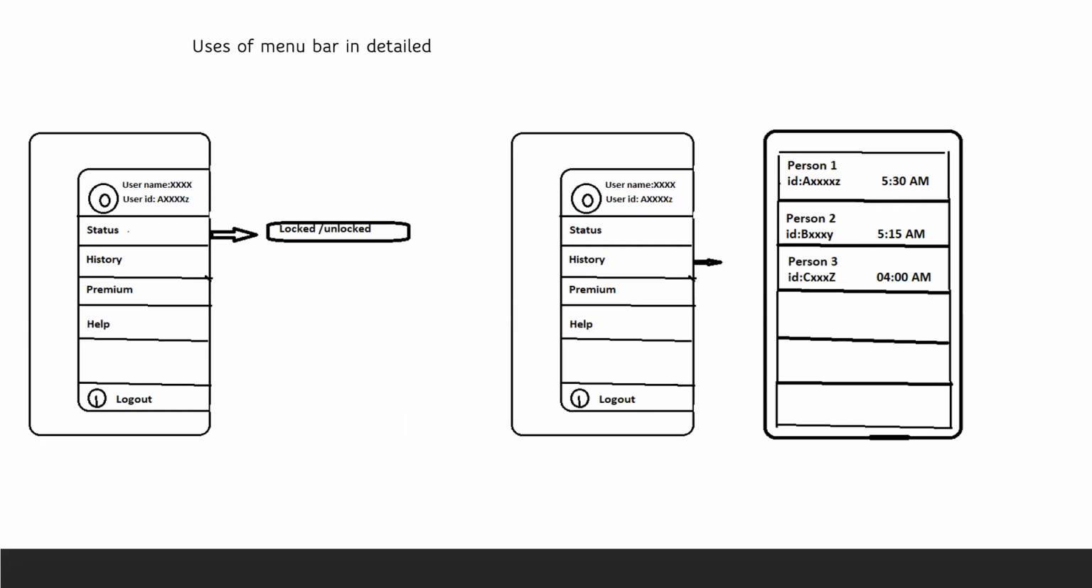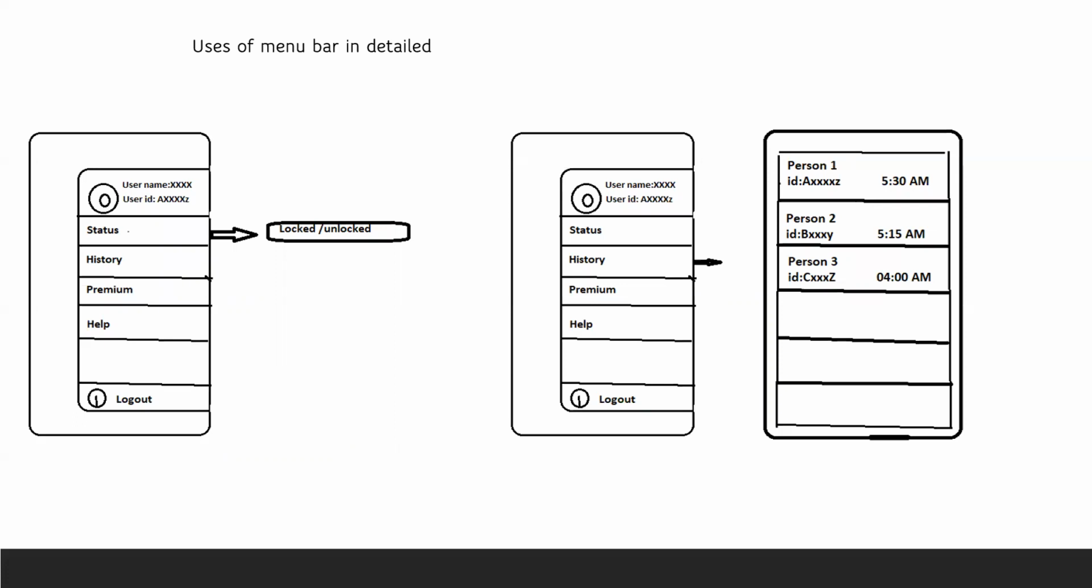The user ID while connecting the lock, different locks have different user IDs, and the status of the lock. When a person opens the lock, the status is shown as unlocked. When a person closes the lock, the status is shown as locked. After the status, there is the history option, which stores the history of previous activity.